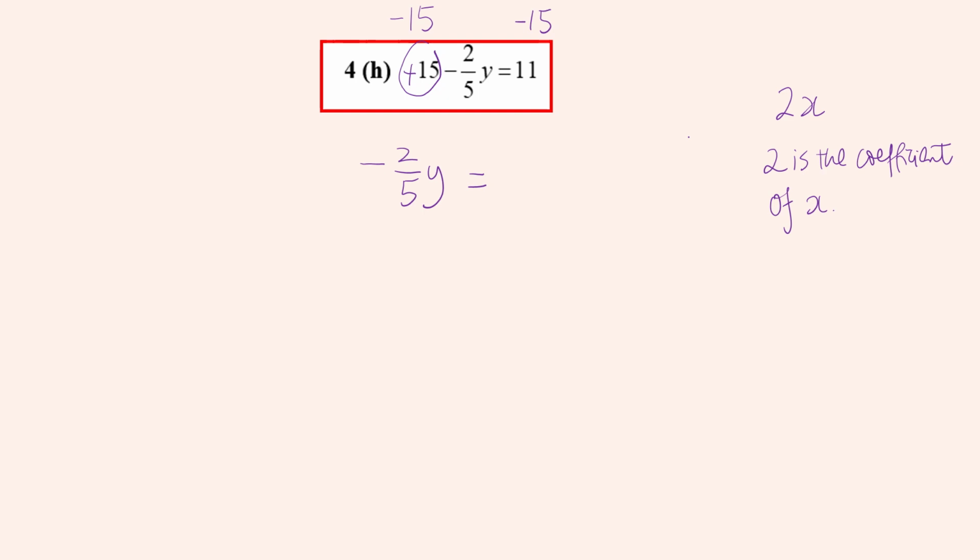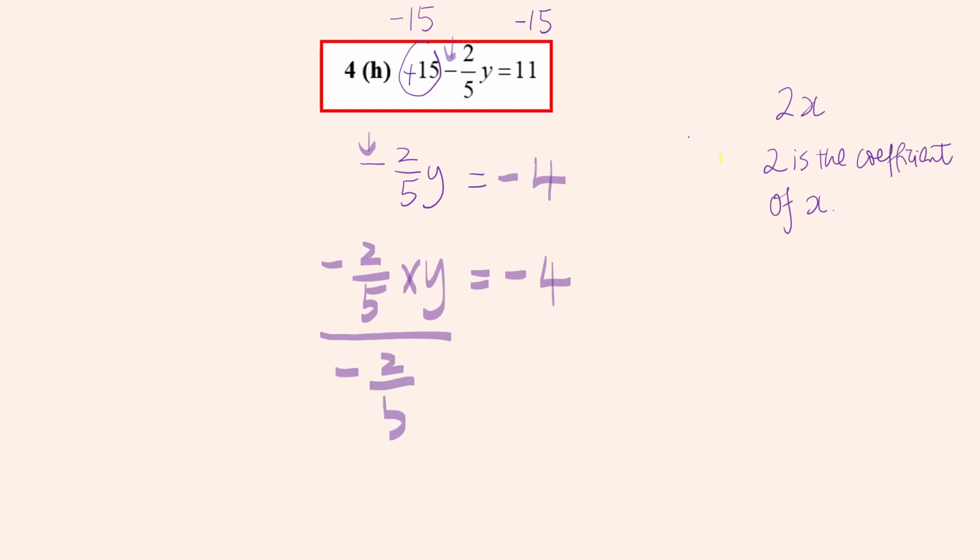Okay, be very careful. Be careful of what? Of this negative sign here. Not to forget it, okay? Right. So 11 minus 15. What does 11 minus 15 give you? Negative 4, yes. Okay. And what does negative 2/5 y mean? It means negative 2/5 times y. And so to get rid of my negative 2/5, I just divide by negative 2/5 on both sides.